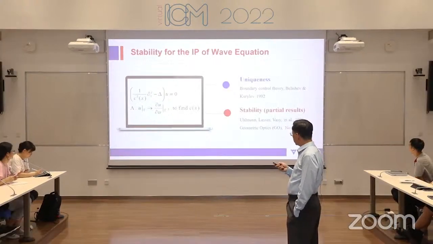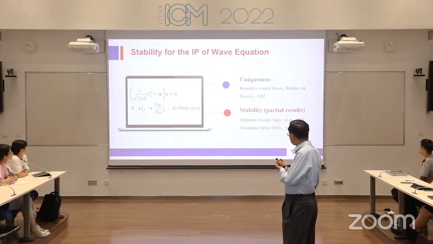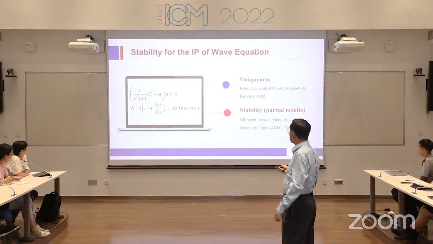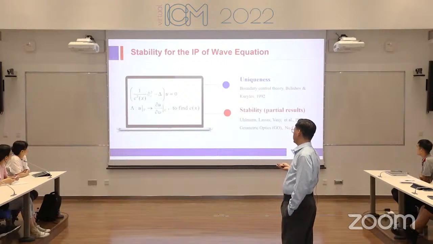Then we want to try to use multiple frequency data. We'd like to look at another extreme case, that is, when you have all the frequency information. That would be the time domain wave equation. So let's see what happens.